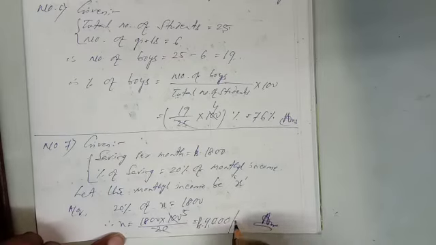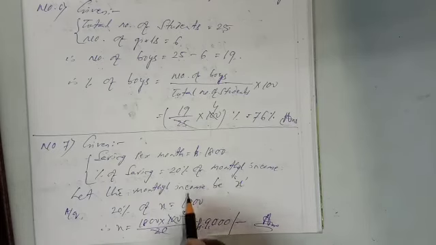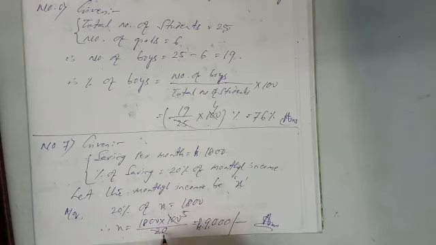So what is the monthly income? 9,000. From 9,000 monthly income, saving is 1800. The remaining part will be expenditure. As per the question, 20% of monthly income is saving. Okay. Let us go to the next question.